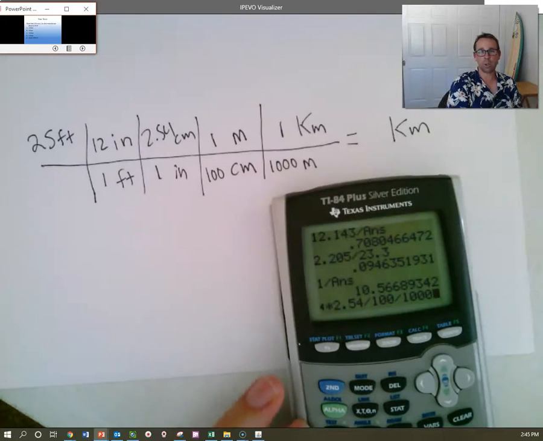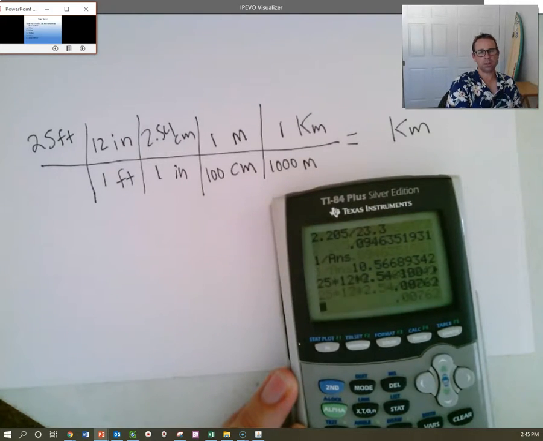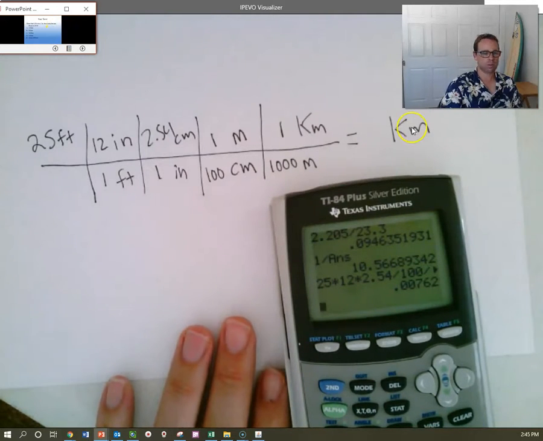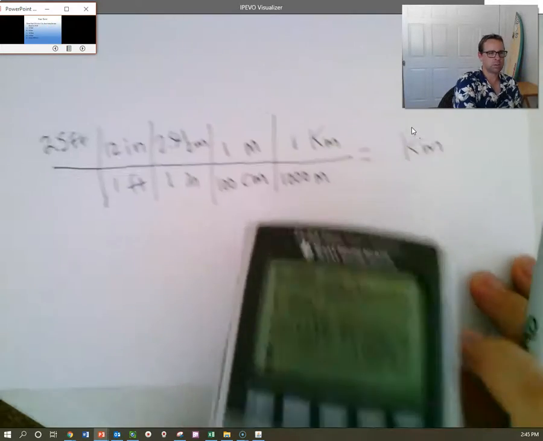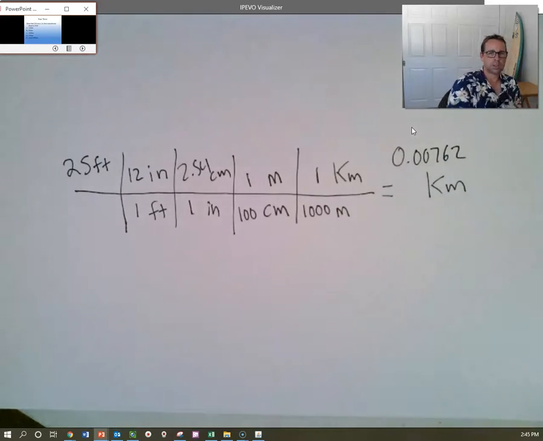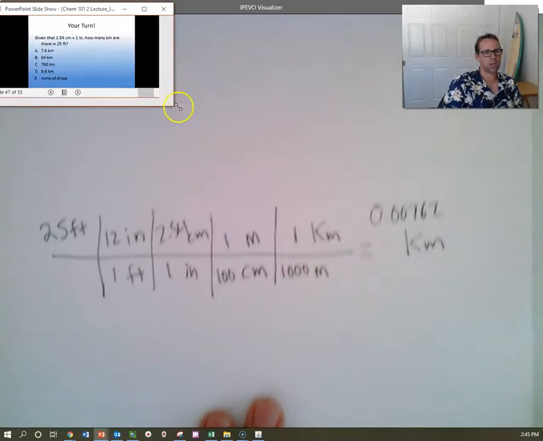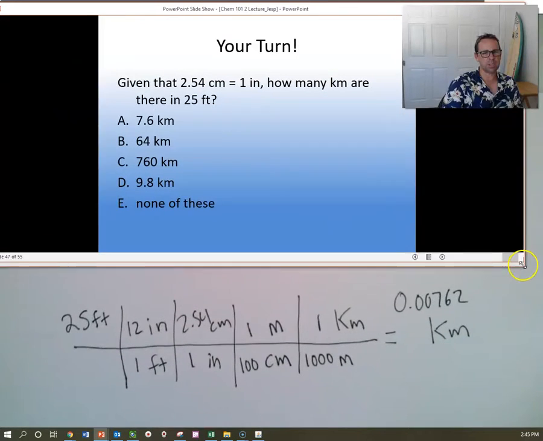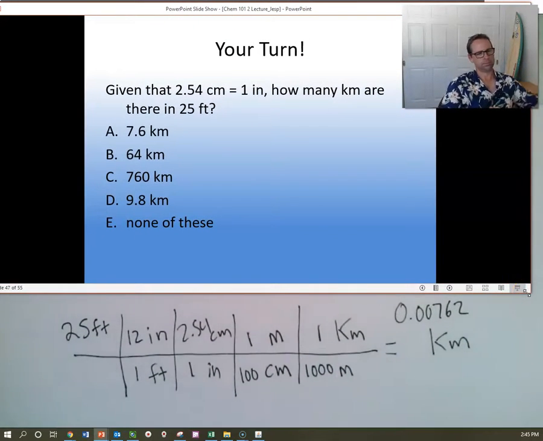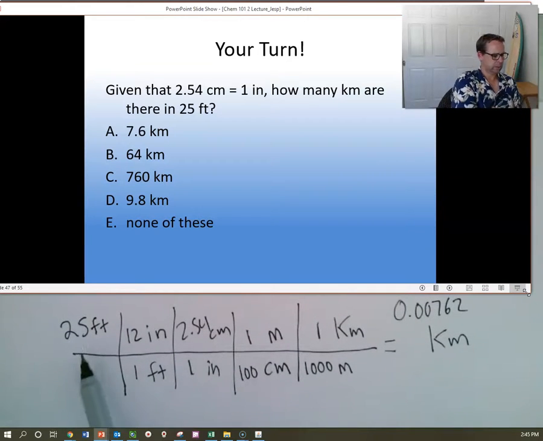25 times 12 times 2.54 divided by 100 divided by the 1,000. I'm going to leave out multiplying and dividing by the ones. And the answer there is 0.00762. I'm going to write that down here. That's how many kilometers. How about how many significant digits? How many significant digits should this answer have?